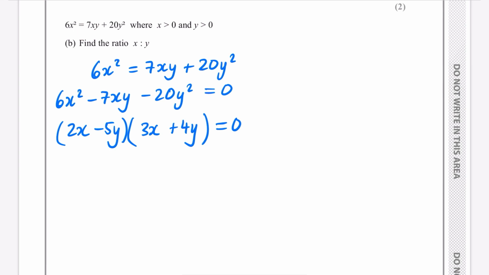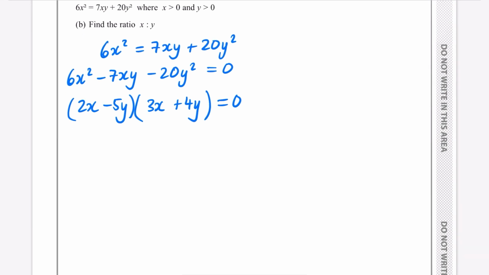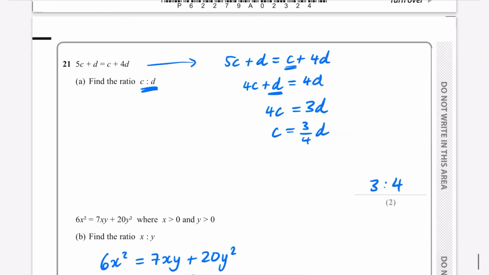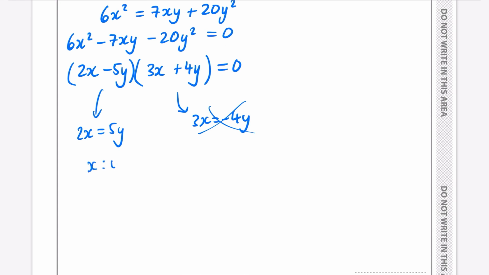There are some other factorizing techniques, but they take a long time for me to explain, and I just want to wrap up this rather long video. So this tells us that either 2x is equal to 5y, or 3x is equal to minus 4y. But it says that both x and y are greater than 0, so that one won't work. This is really similar to what we had up here, where we had this line. So the ratio of x to y isn't 2 to 5, but it is 5 to 2. It's the other way around. Let me just make that 5 there look a little bit neater.